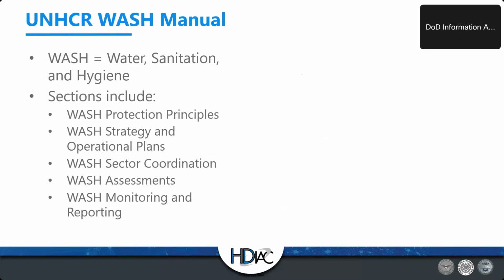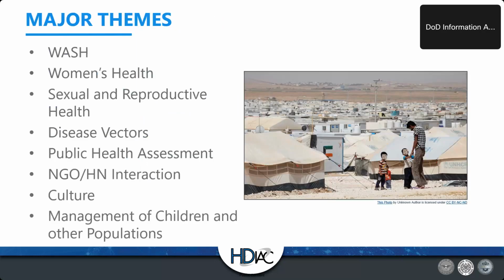And then the UNHCR WASH manual goes through anything you can imagine regarding water, sanitation, hygiene, the protection principles, coming up with strategies and operational plans, sector coordination, assessments, monitoring, reporting, and it has a lot of agreed upon standards on how to monitor that people have access to WASH, and that it's being used, and that it's safe and clean. And if you're not able to test the water everywhere or survey every home, there are internationally recognized ways to help guide you through that.